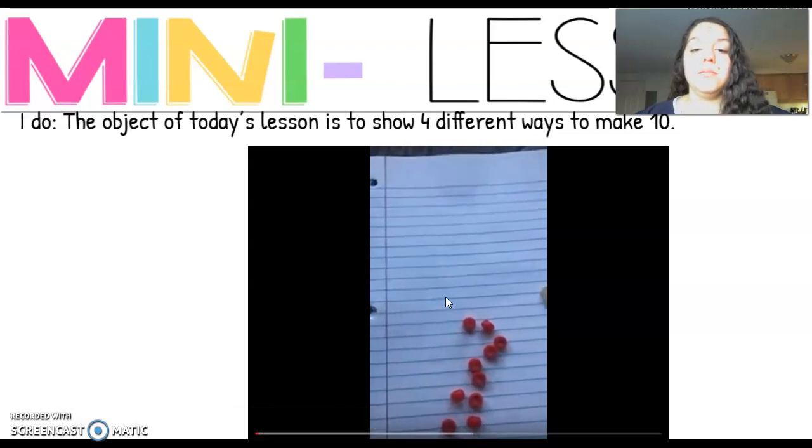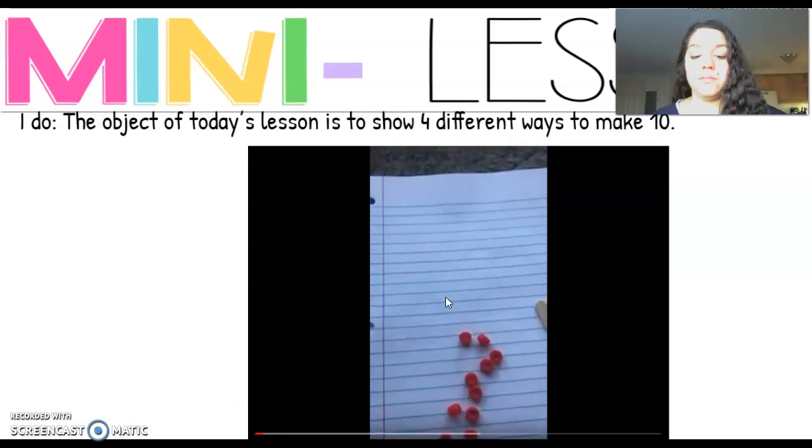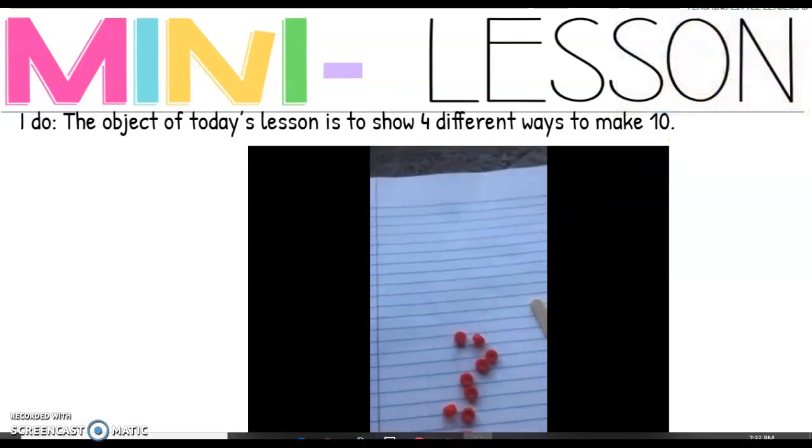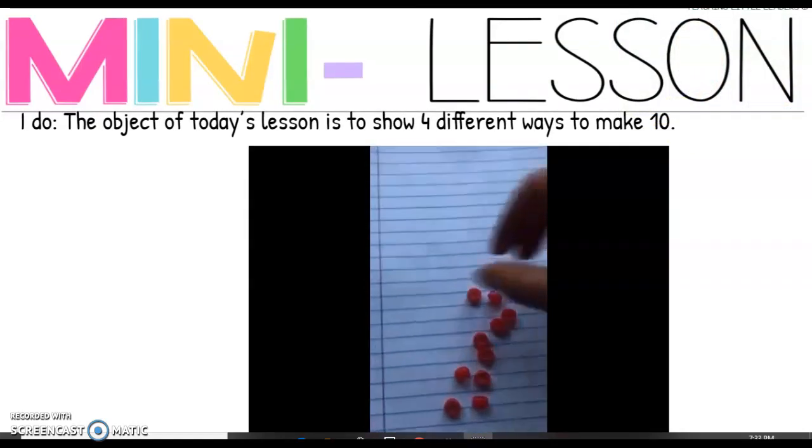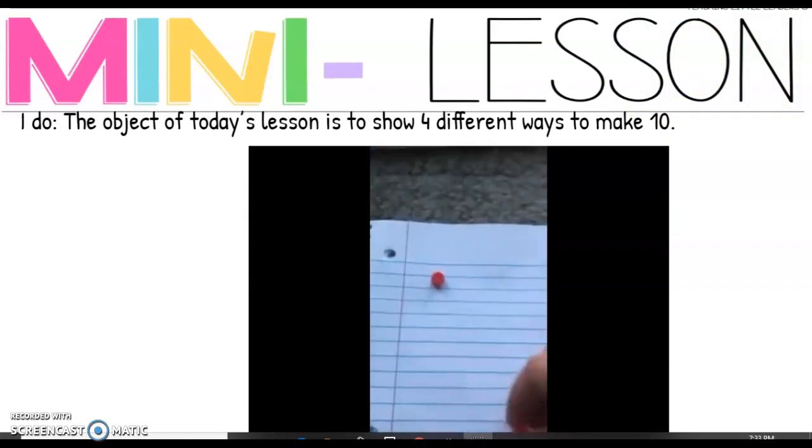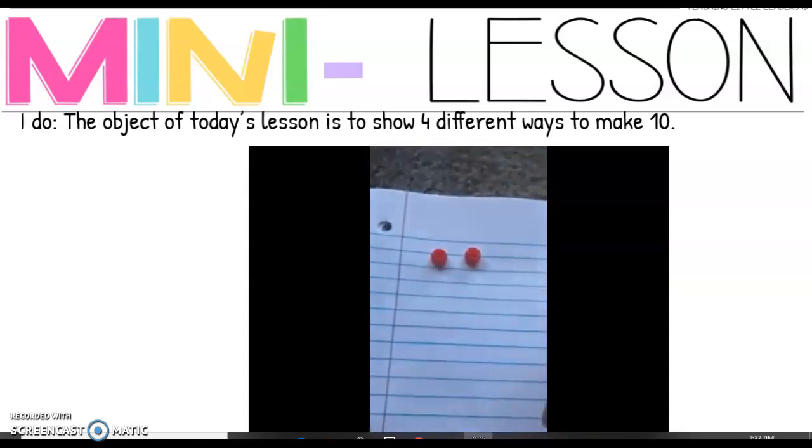Alright, it is my turn to show 10 birds on 2 different wires. Okay, I'm going to start with 10 bees. I'm going to count them and put them at the top. These are going to be my pretend birds.